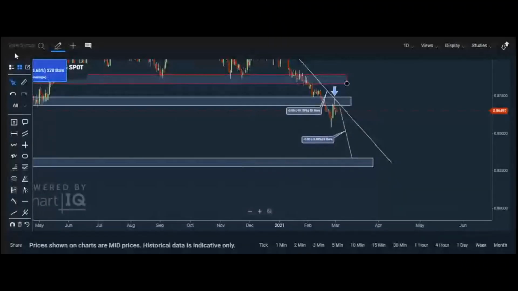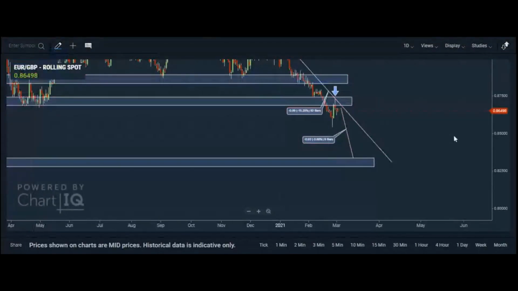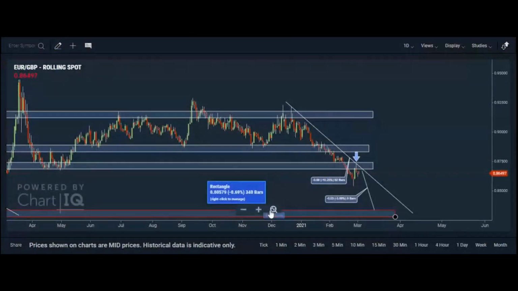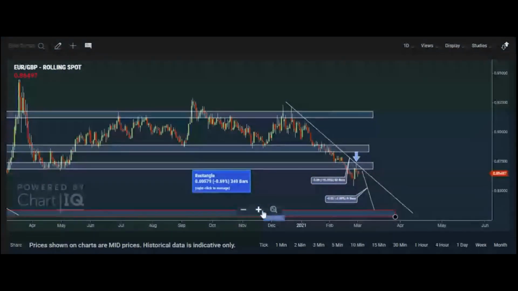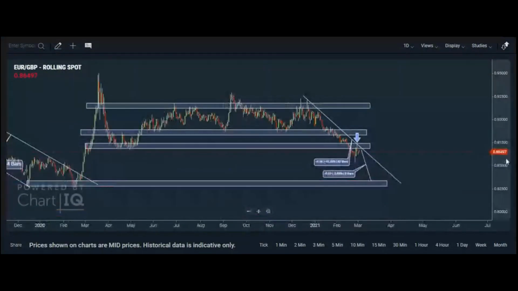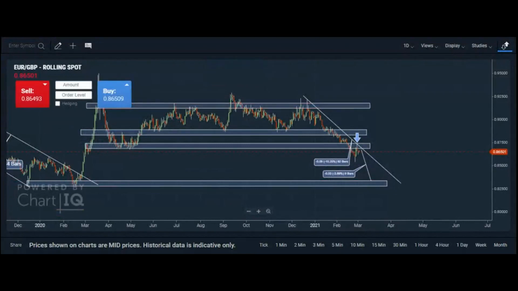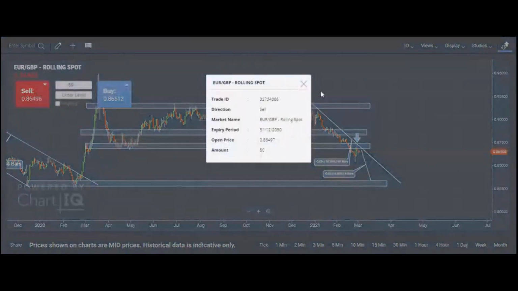Okay, so let me just take this out. So I think this is it, right? So Glory, what I want to do is if I want to sell ERGBP, I just click on sell. I input 50, then I click on sell, and it brings this out. It has sold ERGBP for me.